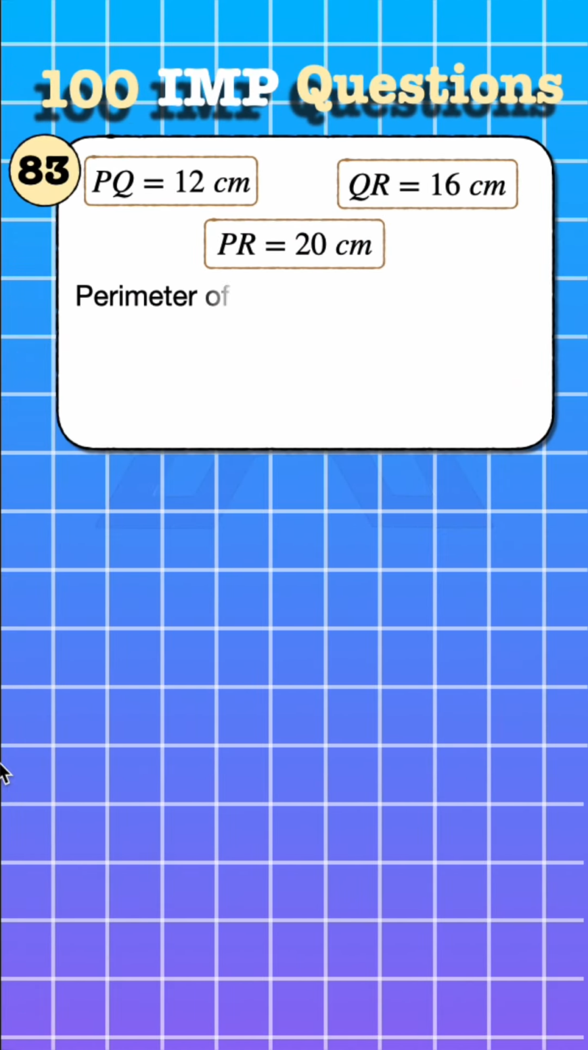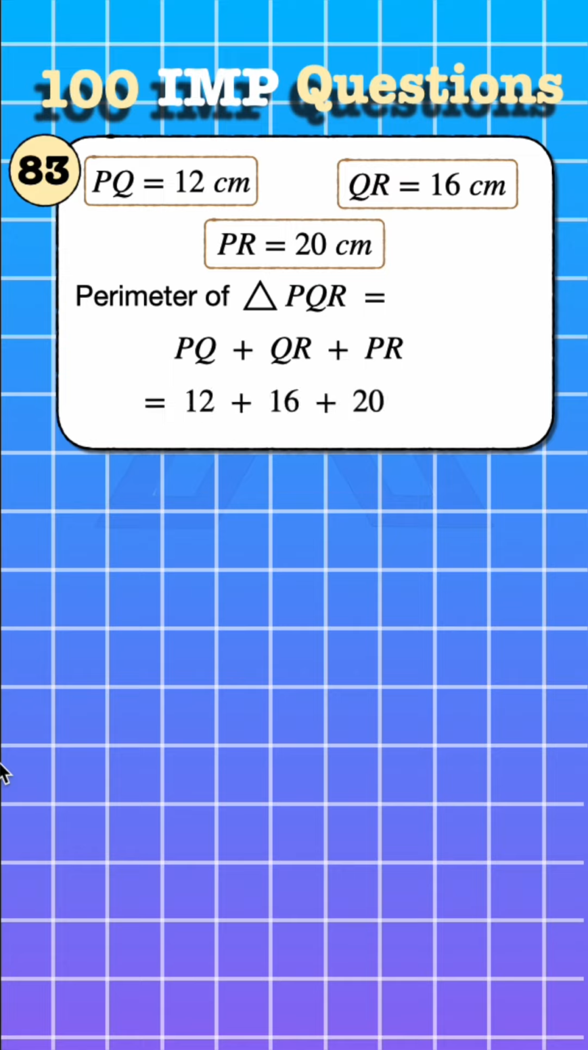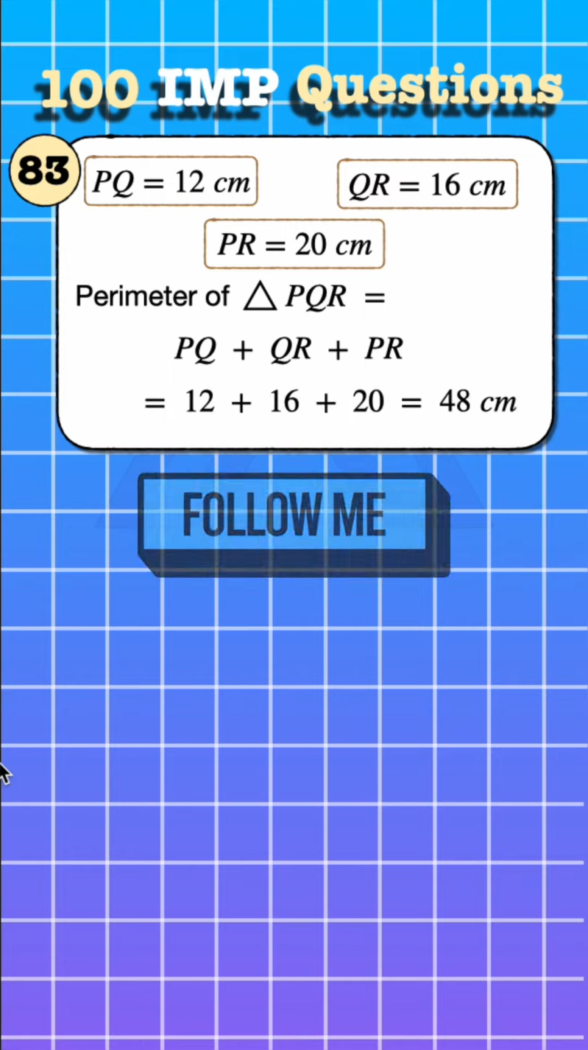Now you can easily calculate the perimeter. Just add all the lengths: 12 plus 16 plus 20, and that is equal to 48 cm. That's it.